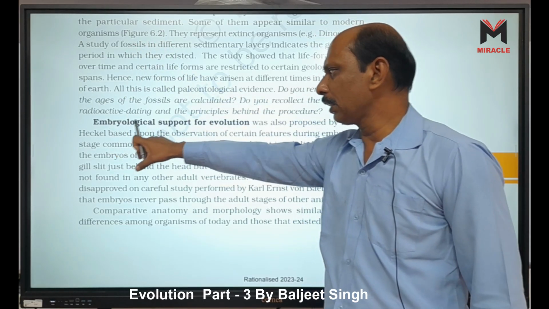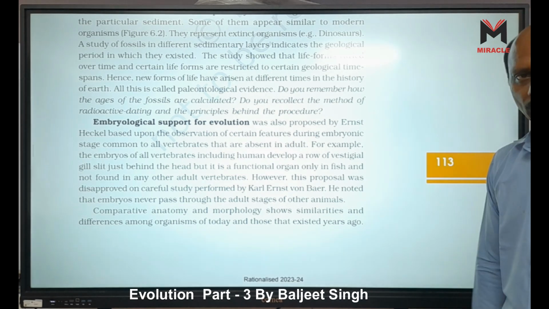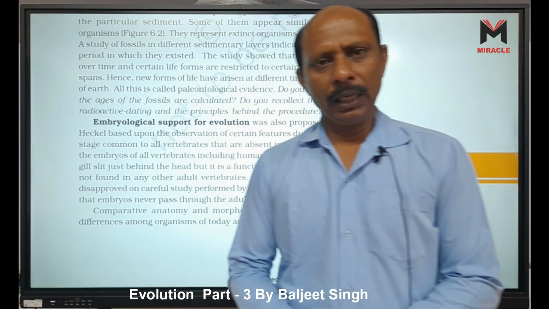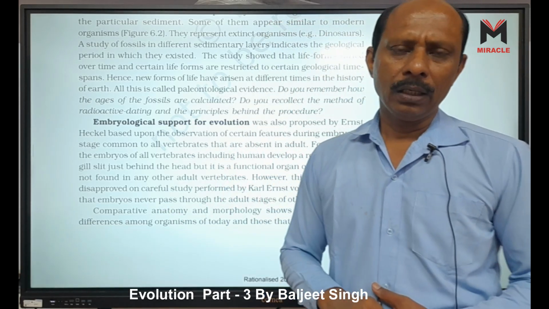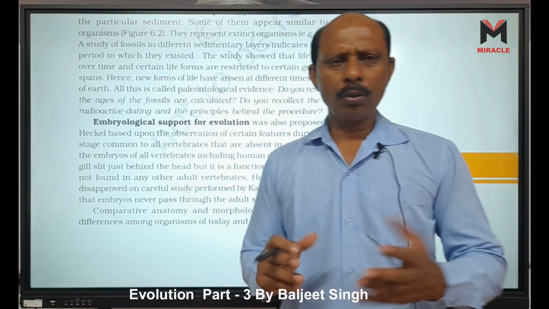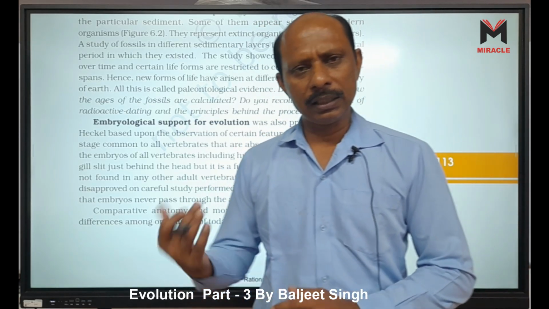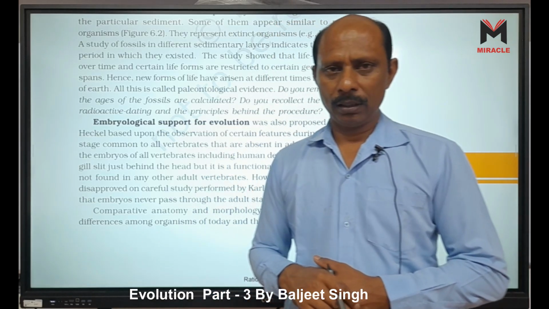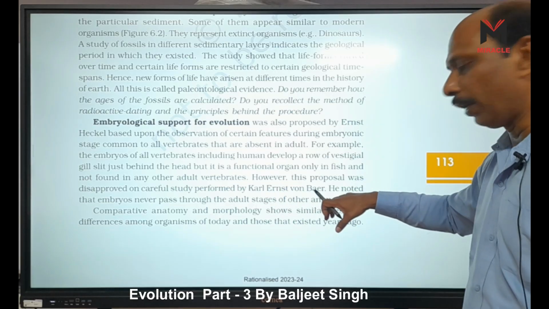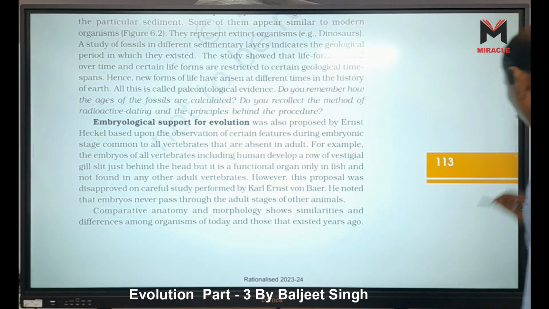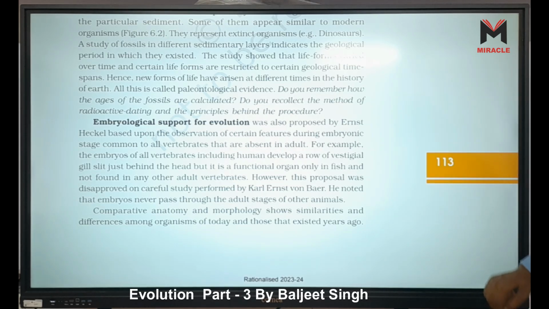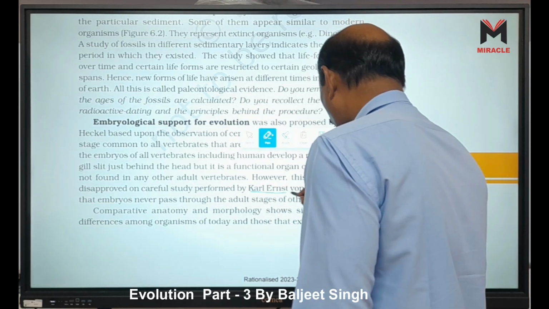Now, second evidence, first evidence is fossil. Second evidence is embryological support for evolution. Embryological means development of embryo. When we consider this one, we have three scientists we can consider. First one is von Baer, right? So here it is given Carl Ernst von Baer. This Carl Ernst von Baer, he is the father of embryology.